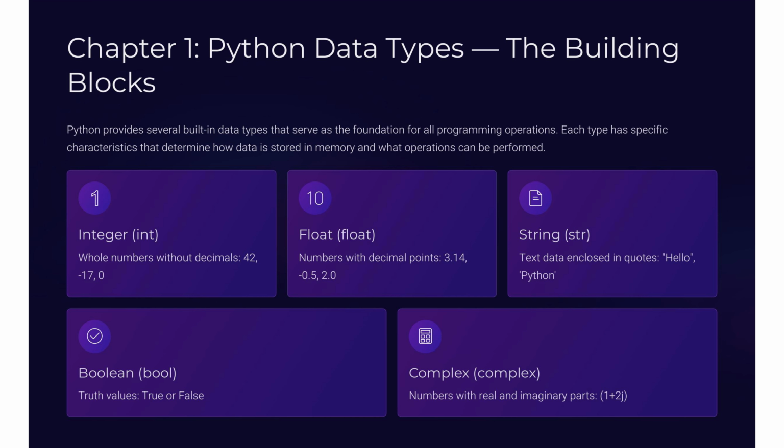Integers like 42 or -17 represent whole numbers. Floats, such as 3.14, include decimals. Strings like "hello" store text. Booleans express truth values, true or false. Complex numbers, such as 1 + 2j, combine real and imaginary parts, enabling diverse operations.